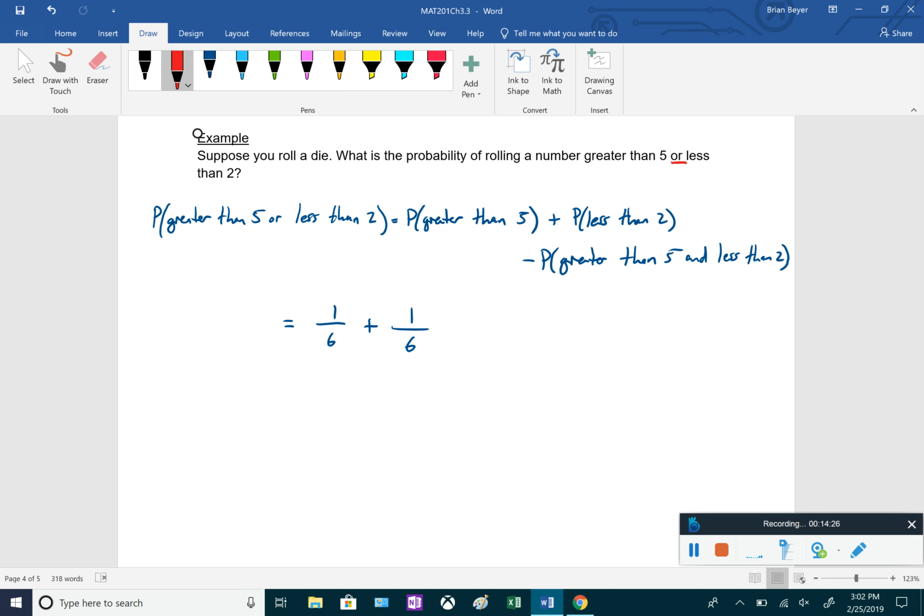These are mutually exclusive, right? We can't have a number be greater than 5 and less than 2. So that last portion is going to be 0. There's no overlap, so there's nothing we need to subtract. So 1/6 plus 1/6 is 2/6, which is 1/3, which is 0.33333 repeating, or 33.3%. So essentially what this question is asking is, what's the probability of rolling a 1 or a 6?